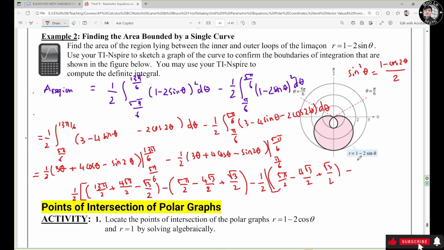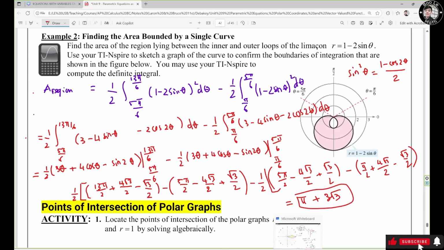Minus 3 times pi over 6, it could be pi over 2. 4 times cosine of pi over 6, it could be root 3 over 2, so it could be plus 4 root 3 over 2. And then sine of pi over 6 times 2, it could be pi over 3, which means root 3 over 2, and it's going to be negative root 3 over 2, right? Now if you simplify this one, the answer must be pi plus 3 root 3.